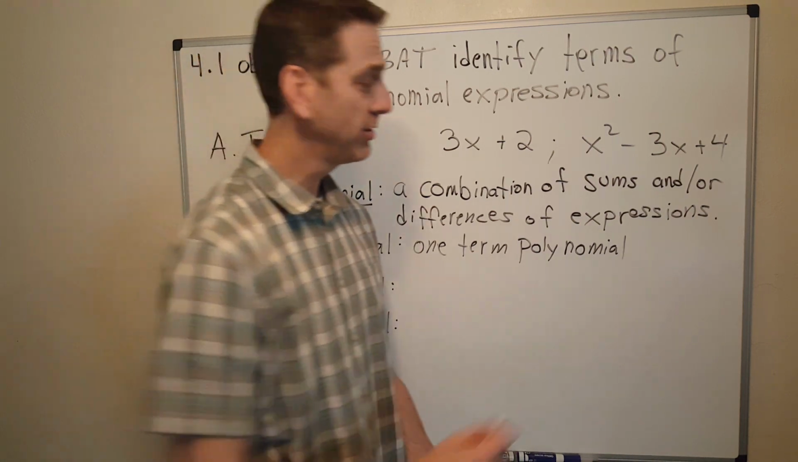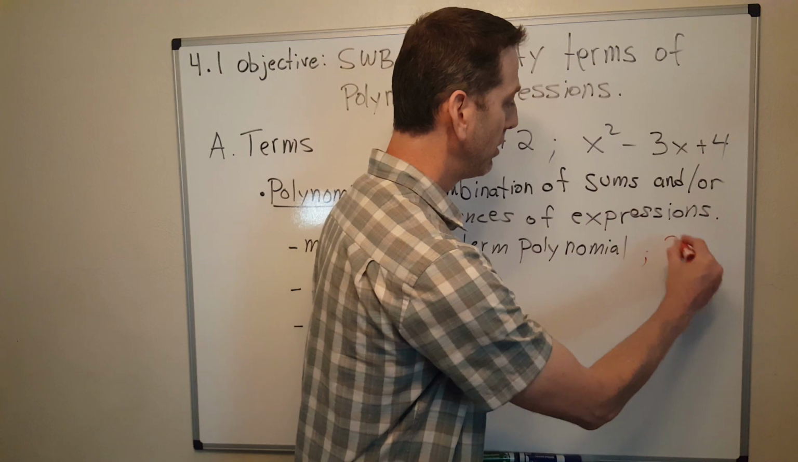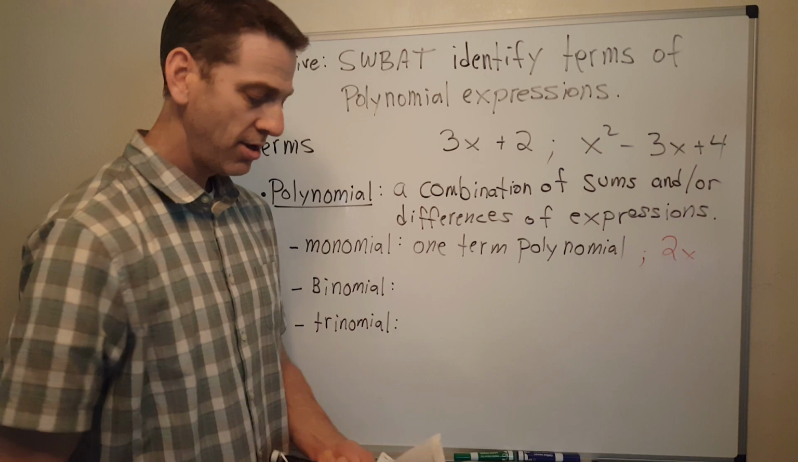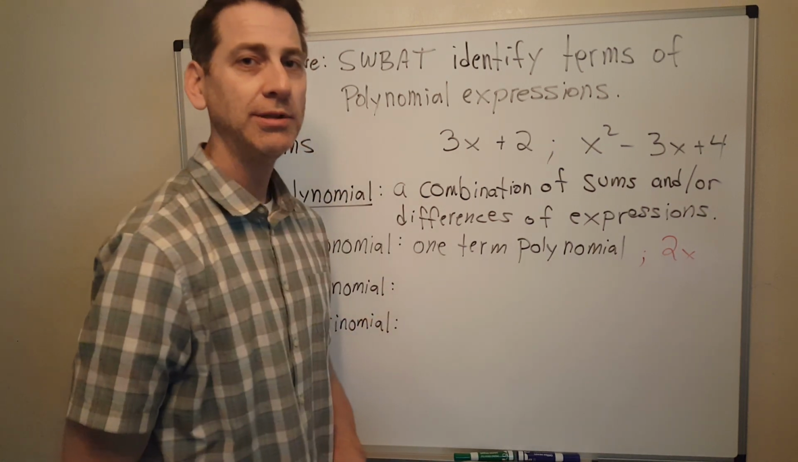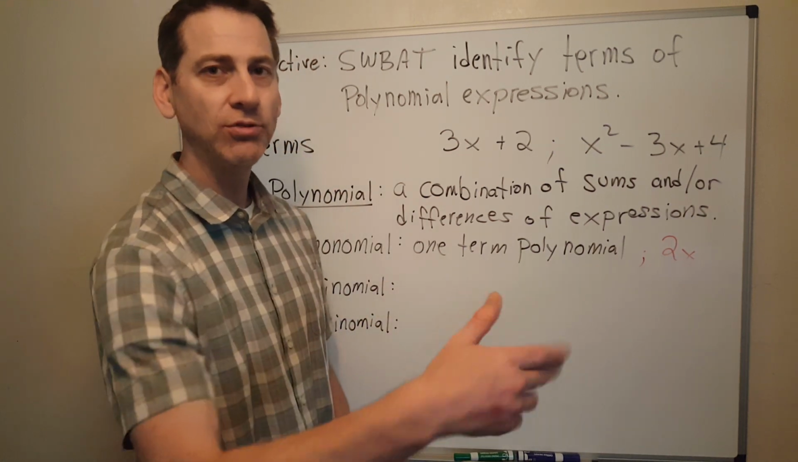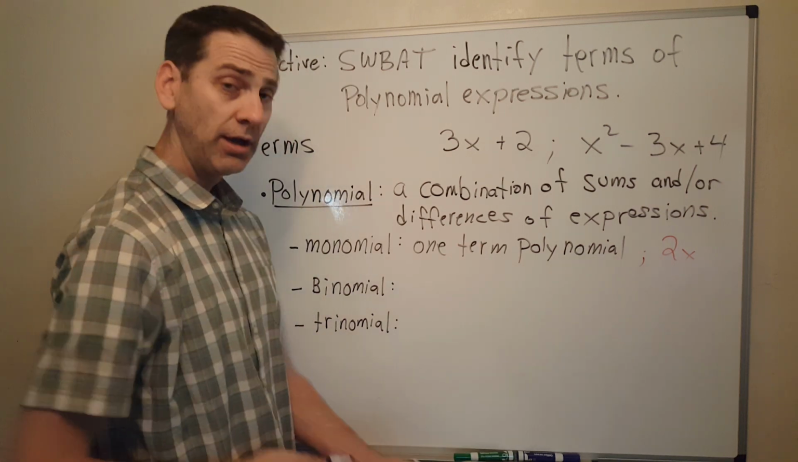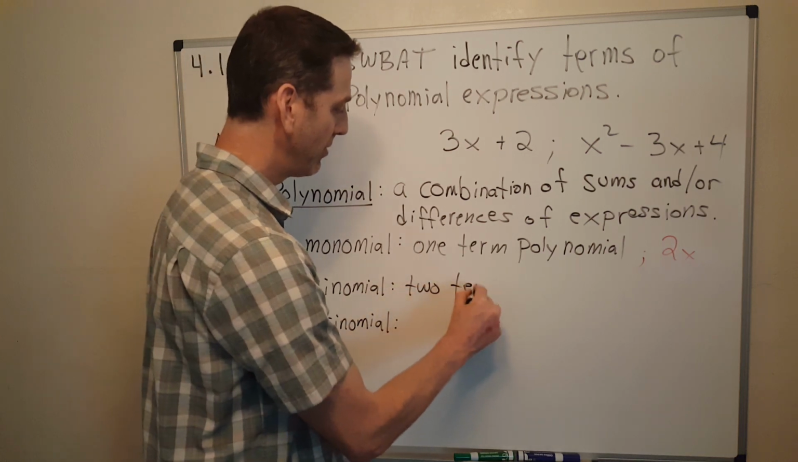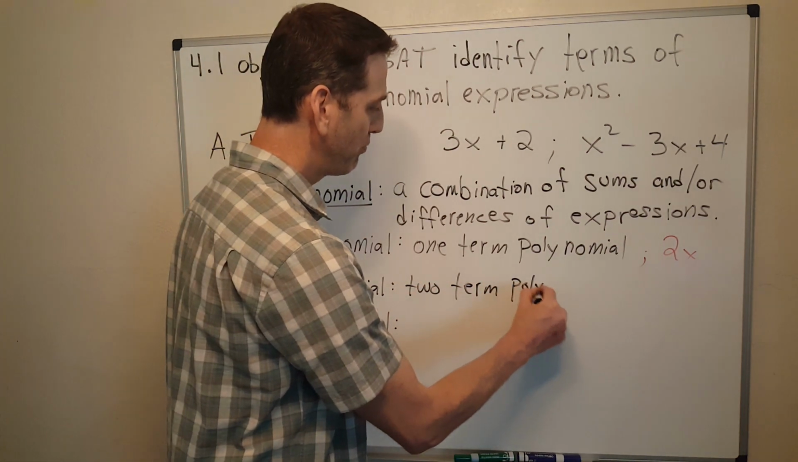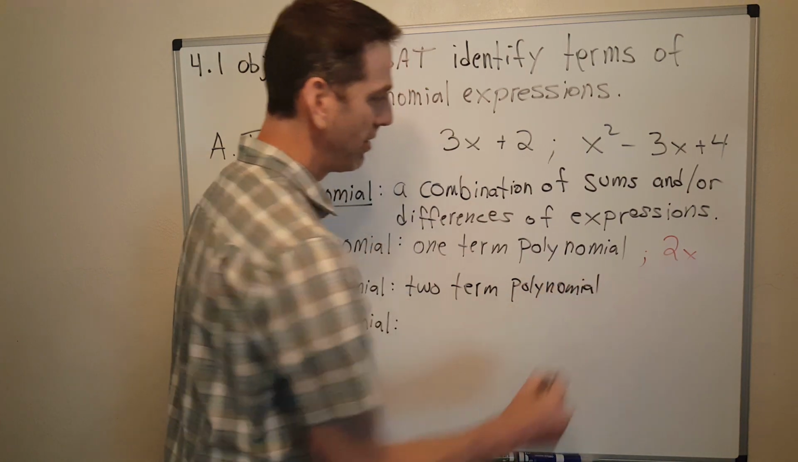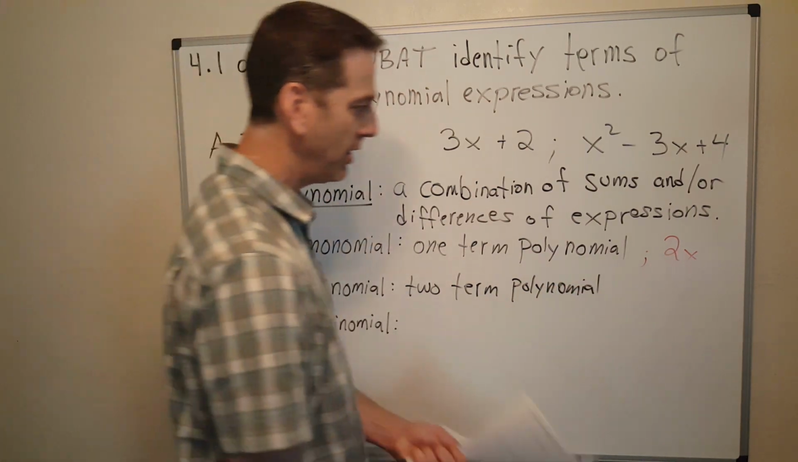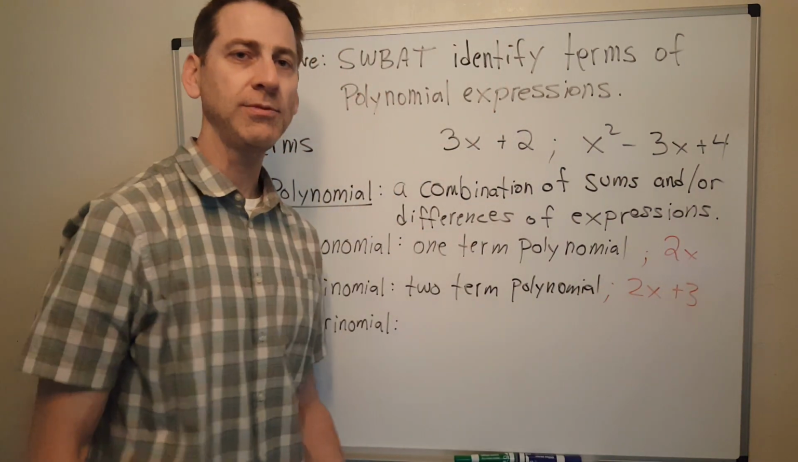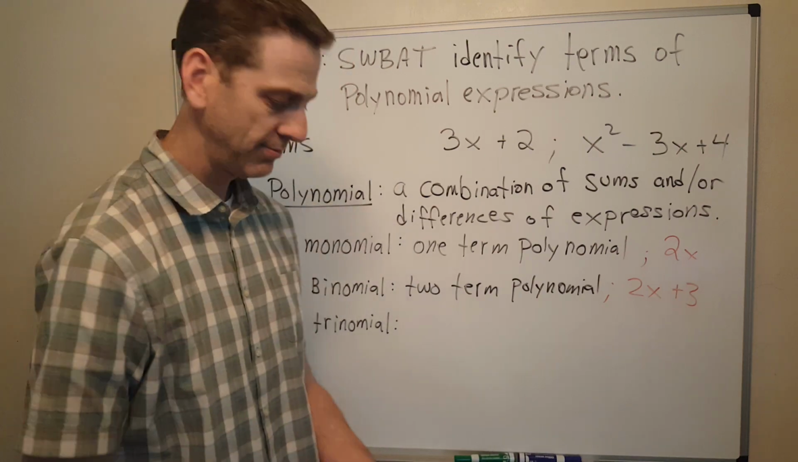An example could just be 2x. It's just one term. It's a monomial. Second, we have a binomial. Of course, you know from the word bicycle, it means two circles or two wheels. So a binomial, you guessed it, is a two-term polynomial. An example of that could be 2x plus 3. There's a binomial, just two terms.